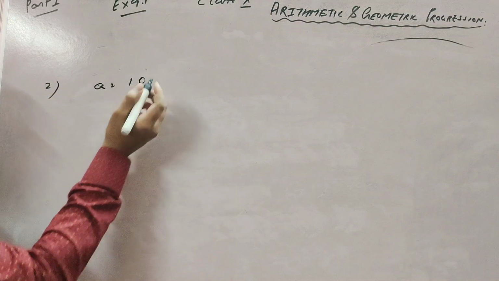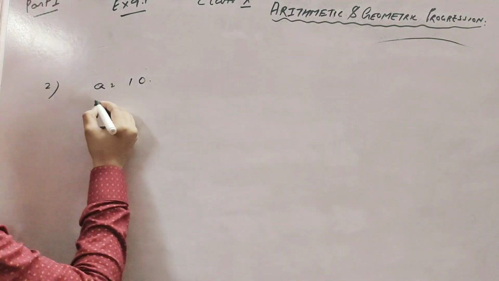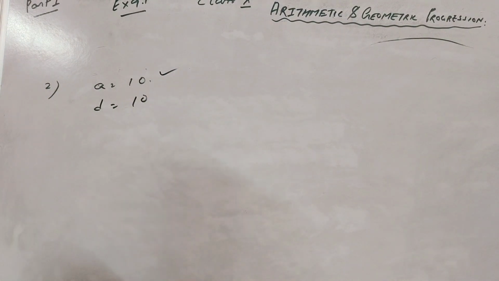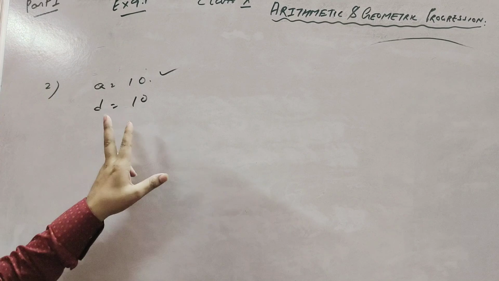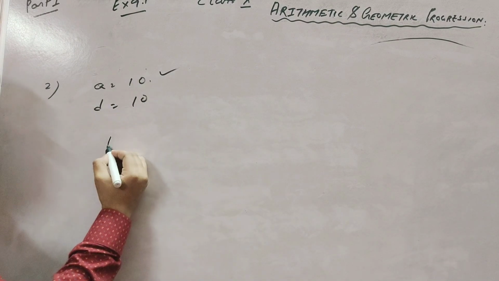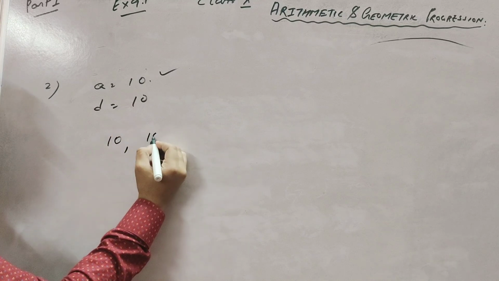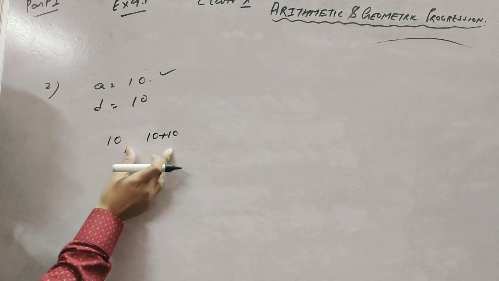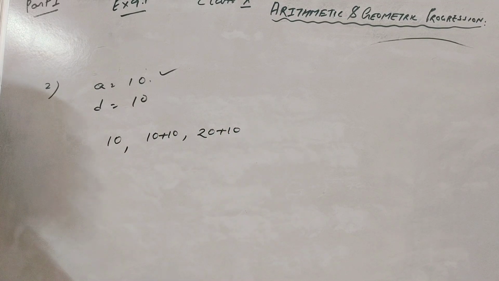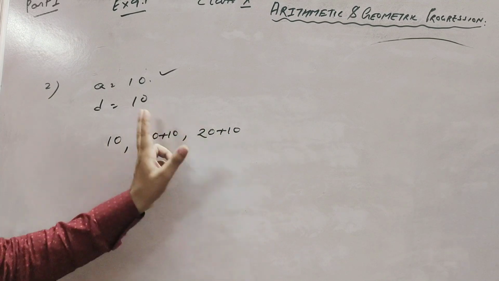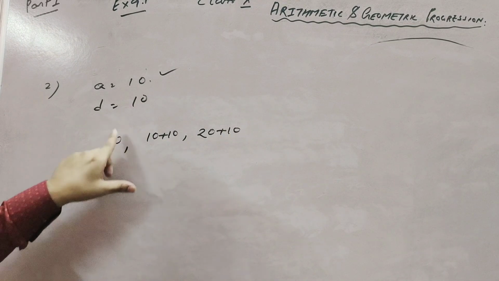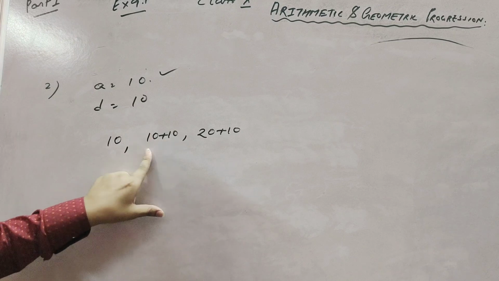A is given as 10 and the difference is 10. That means the first term of the AP is 10 and the difference between the terms is also given as 10. Write the four more numbers. So if the first one is 10, the second one is 10 plus 10, that is 20. The third one is 20 plus 10, because we know what the process of AP is: you just add the difference to the preceding number. Here the preceding number is 10, so you add the difference 10, that is 20.